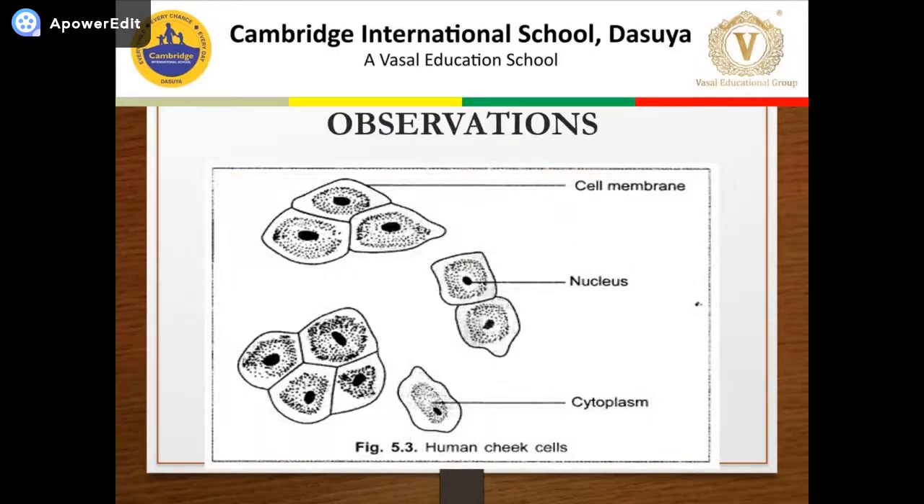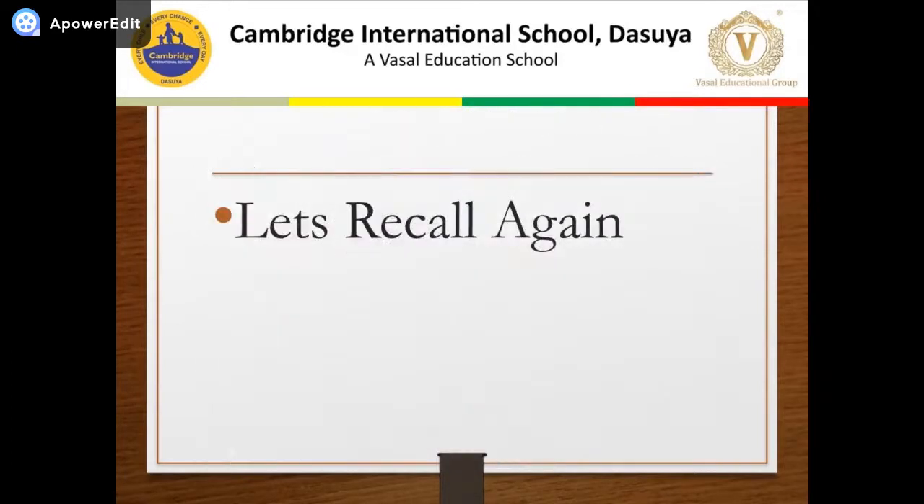So here, what will you observe? A large number of polygonal cells with irregular boundaries, attached edge to edge, are seen. Cells have a thin membrane called the cell membrane, which encloses a jelly-like substance called cytoplasm. Here you can see one difference between plant cell and animal cell. In the plant cell, you have seen a cell wall, but here there is only a cell membrane. No cell wall is present here. Now let's recall again.